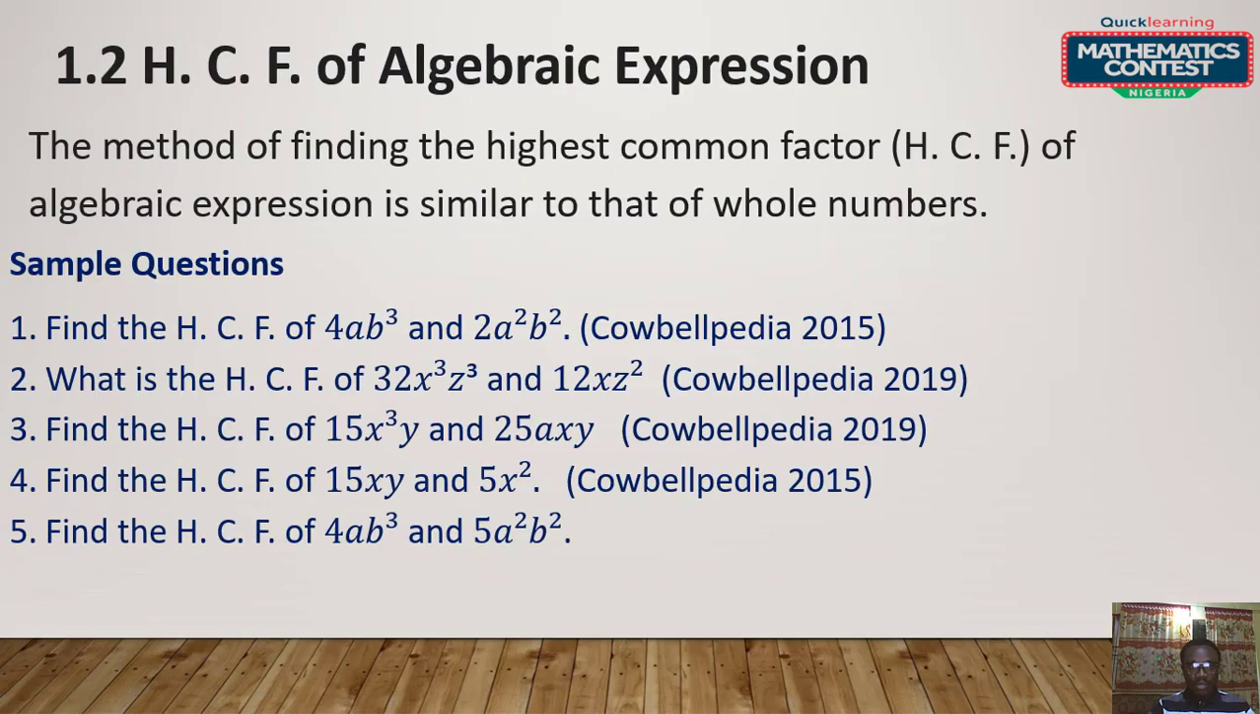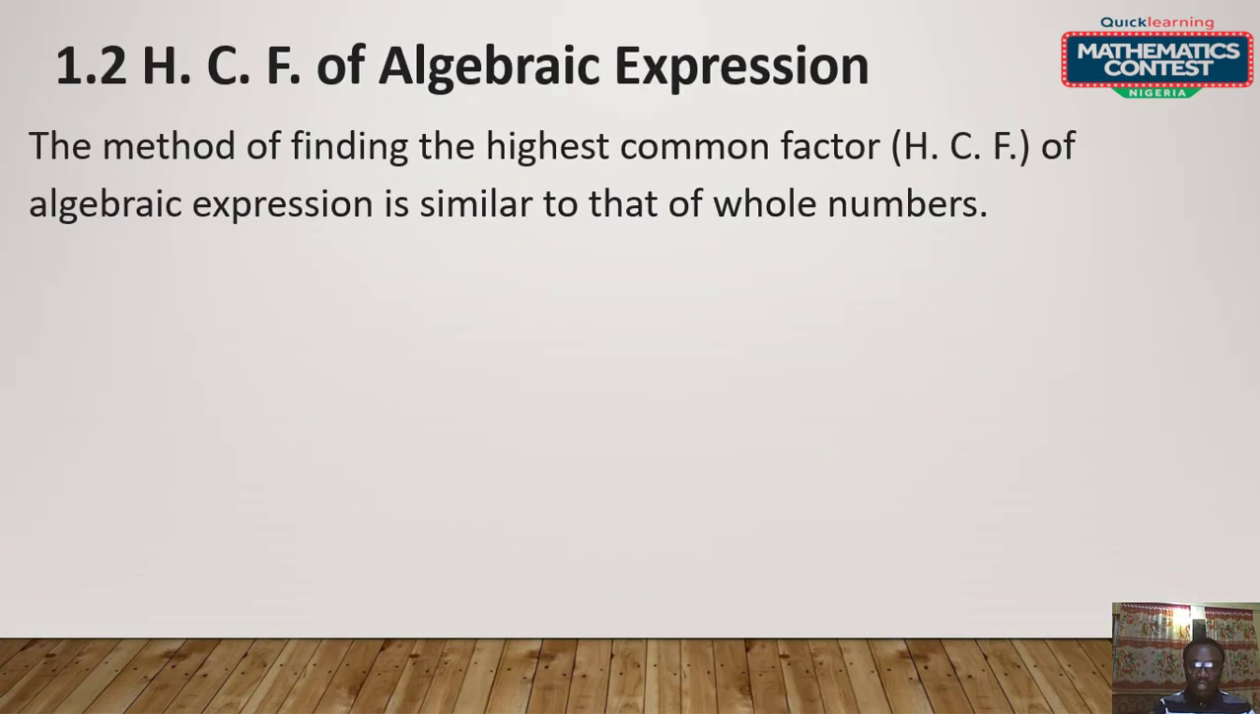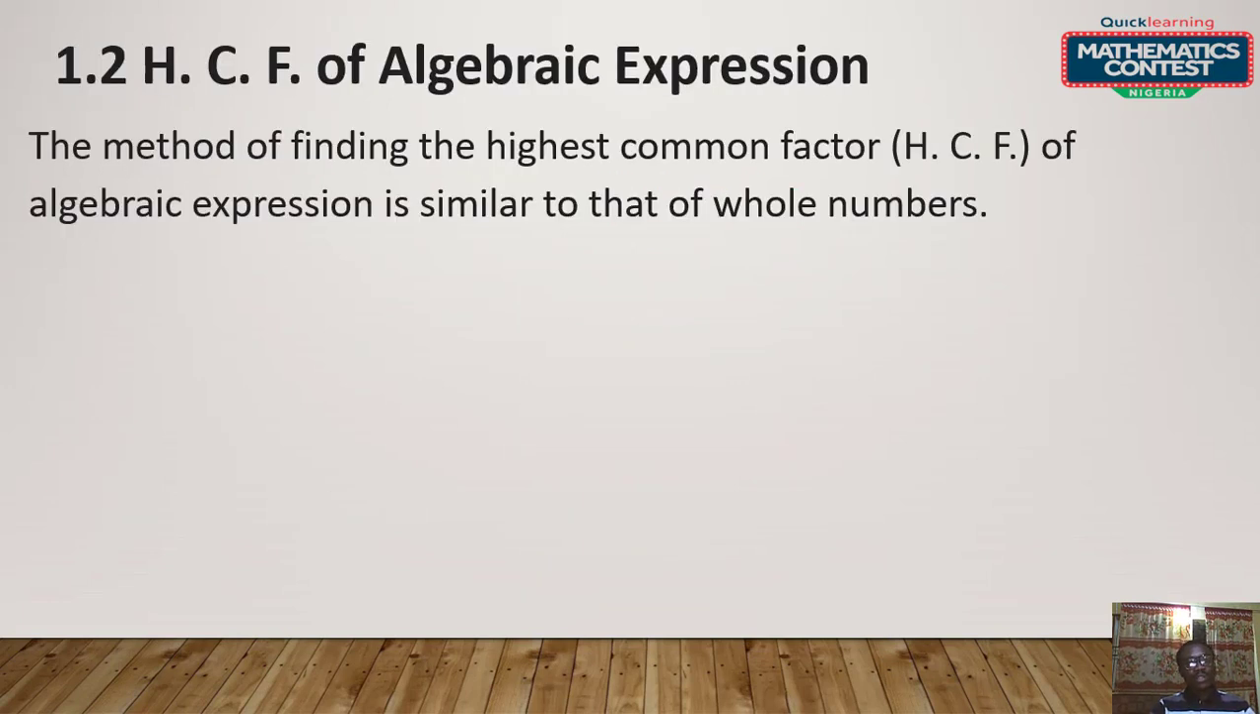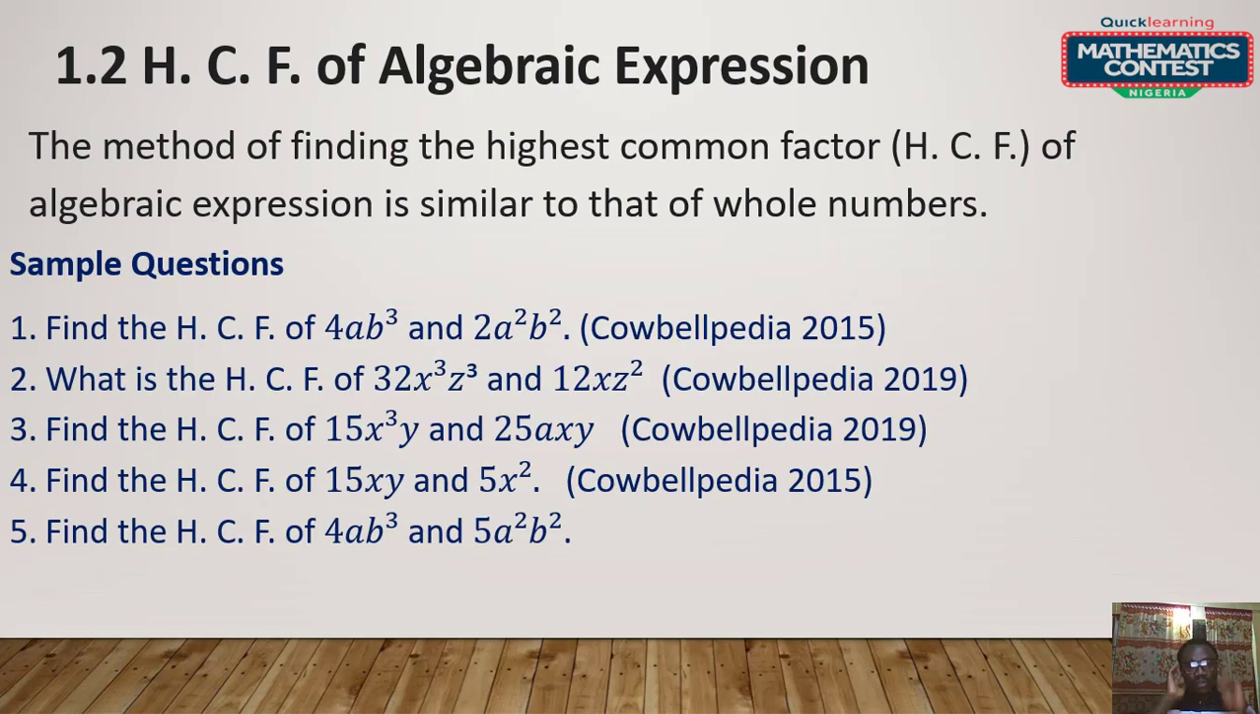I trust we're making progress. So that is just the basic thing when we come to factorizing algebraic expressions. When you want to simplify them, you either open your bracket and simplify them, basically. So the next thing is how to actually find the HCF of algebraic expressions. It's actually very simple. The method of finding the highest common factor of algebraic expressions is similar to that of whole numbers.